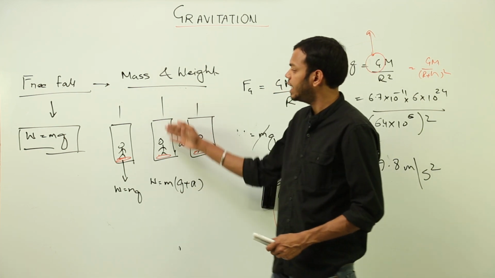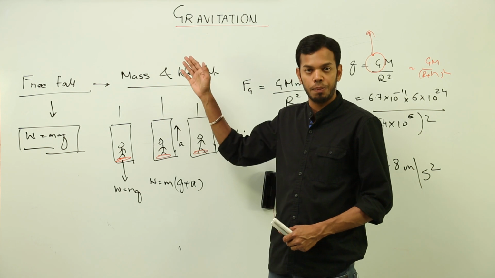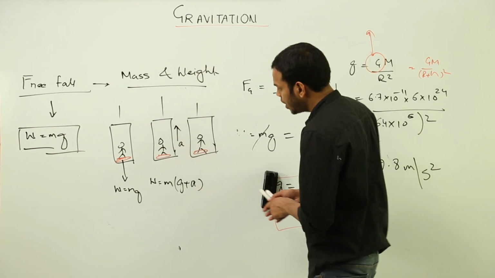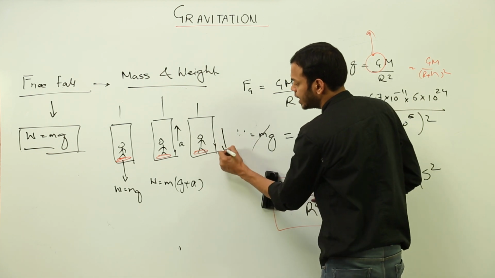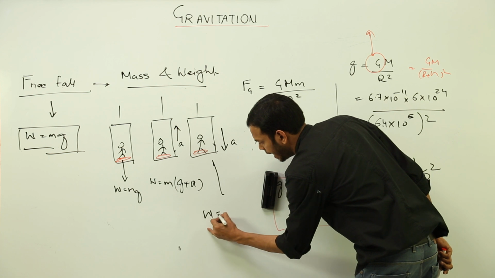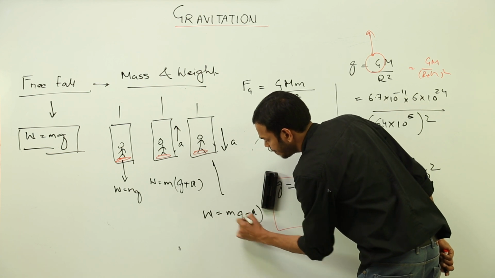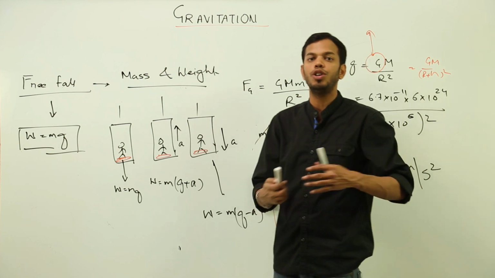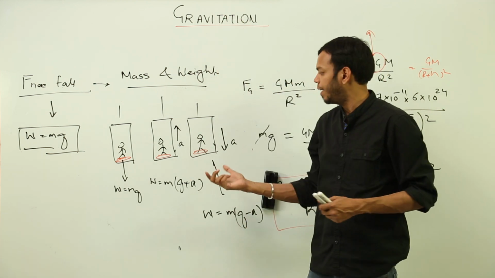So that means if the lift starts going vertically upwards with some acceleration, the weight will increase, and the converse will also happen if the body is going in downward direction. So the weight would be m times g minus a, because the pseudo force will be acting in the upward direction, right? It will tend to bring the body towards the roof of the lift.